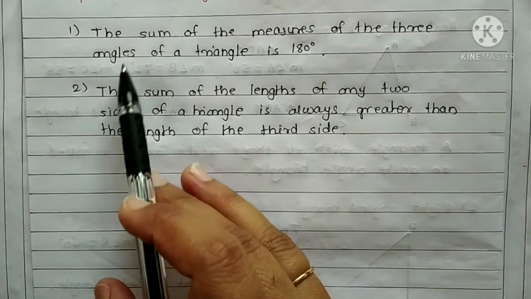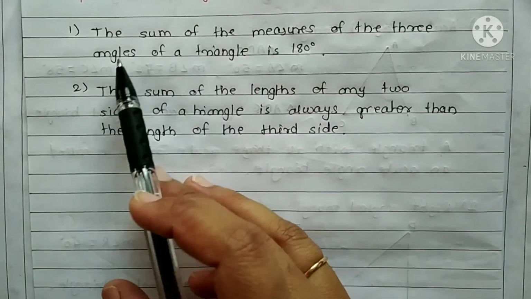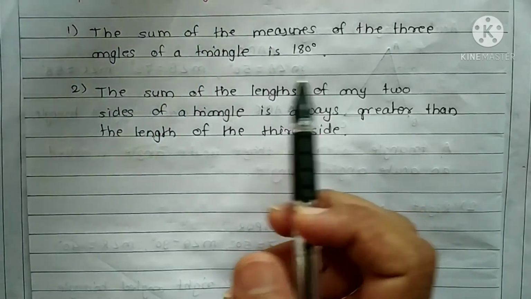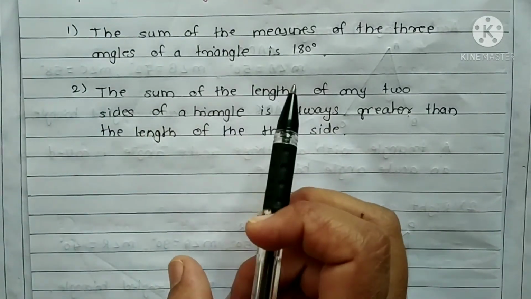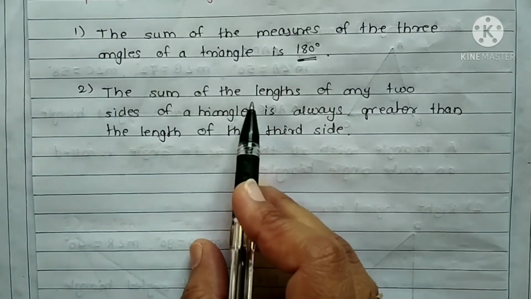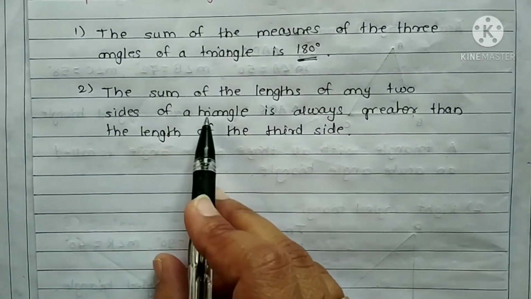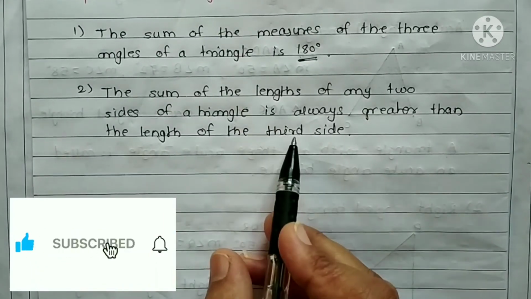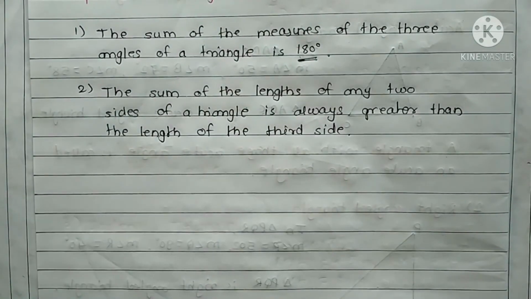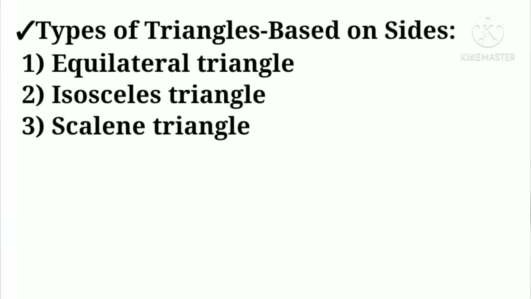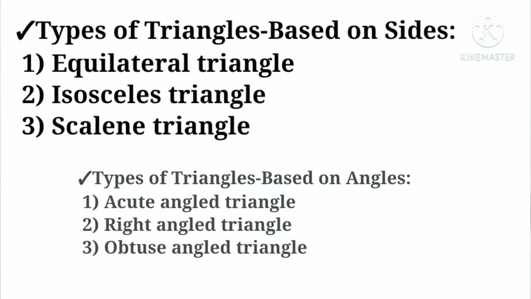Now we see properties of triangle. First property is the sum of the measures of the three angles of a triangle is 180 degree. Second property is the sum of the lengths of any two sides of a triangle is always greater than the length of the third side. In this lecture we learn about types of triangle based on sides and based on angles.